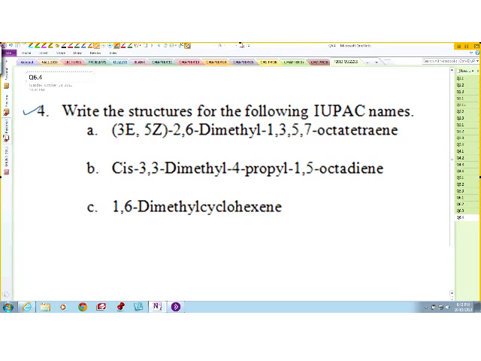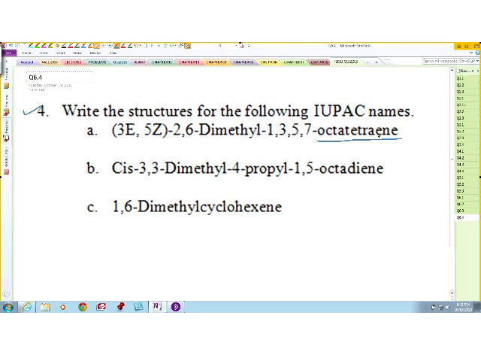So this is the reverse of the first question we gave you, in which we gave you the structure and you had to give the IUPAC name. Here you have the IUPAC name, you have to give the structure. So let us start with this. The base name is octatetraene. That means it has how many carbon atoms in the base name? 8. Very good.